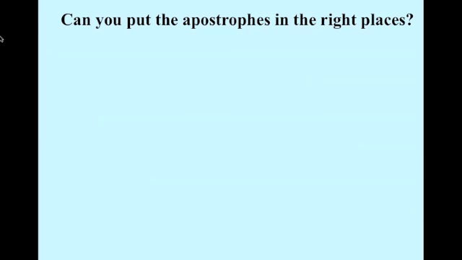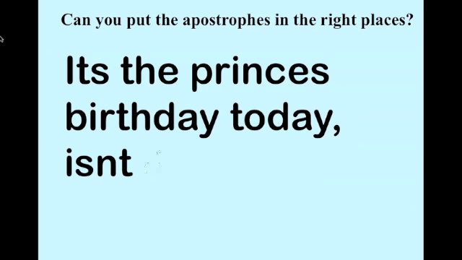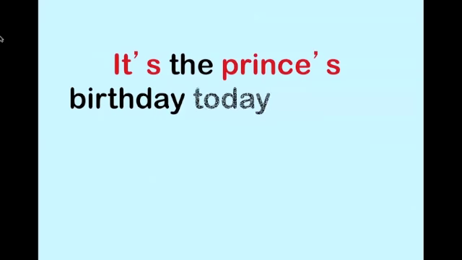Can you put the apostrophes in the right places now? It's the prince's birthday today, isn't it? Okay, again, there's 1, 2, 3 places with apostrophes. Can you find them? It's the prince's birthday today, isn't it? So it is. So that's the correct use of the apostrophe there.